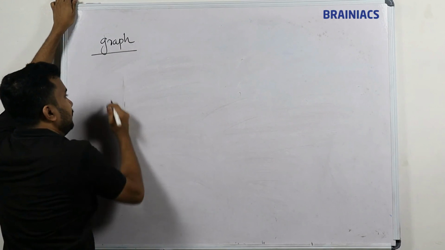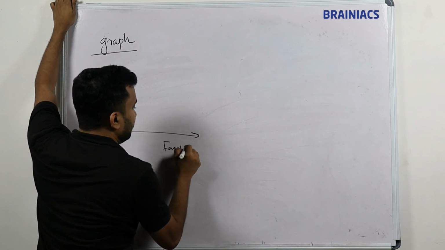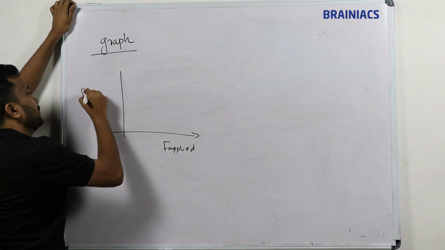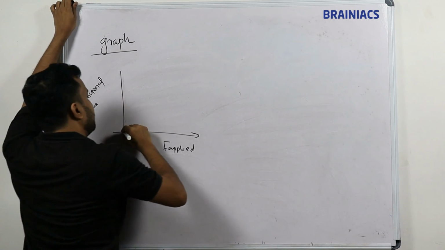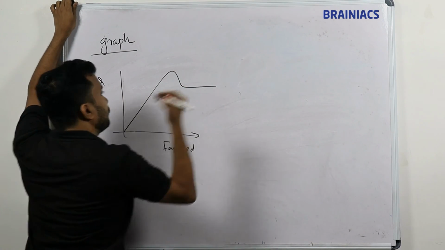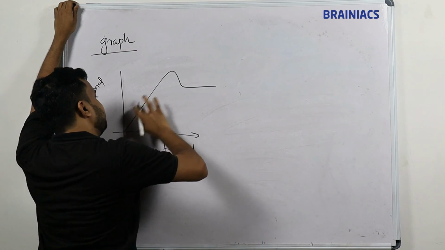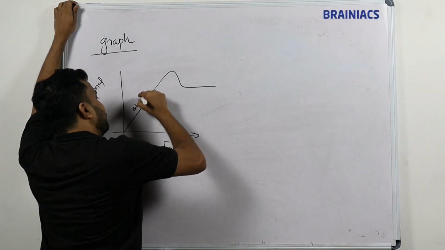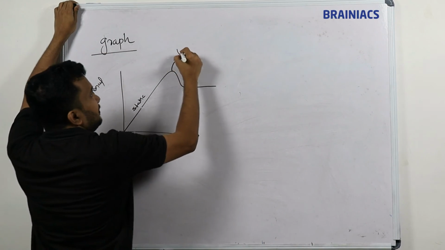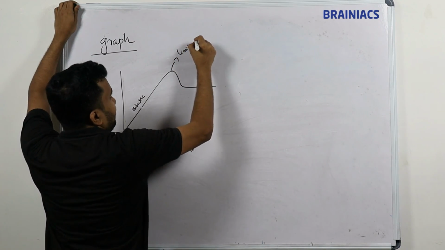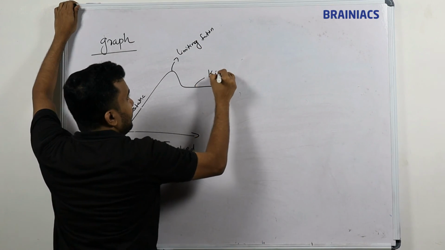This axis is the frictional force, and this is the applied force. Earlier the block is not moving, and the friction keeps rising to a maximum and goes like this. This part is static friction. The maximum value of static friction, the maximum frictional force, is called limiting friction. Once the limiting friction is over, it moves to what friction? Kinetic friction.